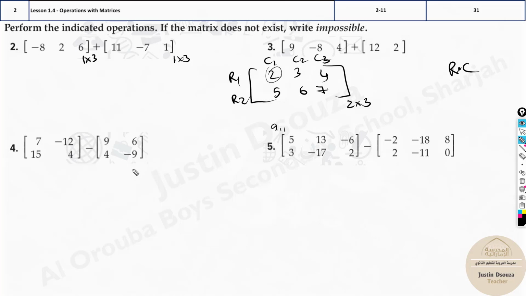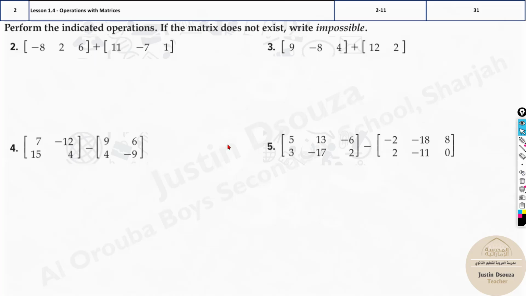Here as well, it is 2 cross 2, 2 cross 2. Here it is 2 cross 3, 2 cross 3. But what about here? It's 1 cross 3, 1 cross 2. It's not possible. This is not possible to be done. So here it is impossible. Basically, it's an error. Okay, so that's how we do that.